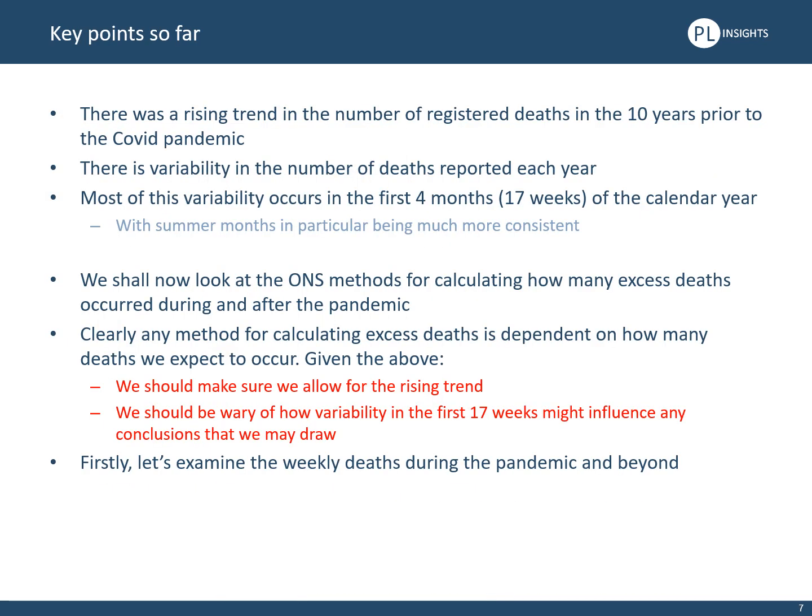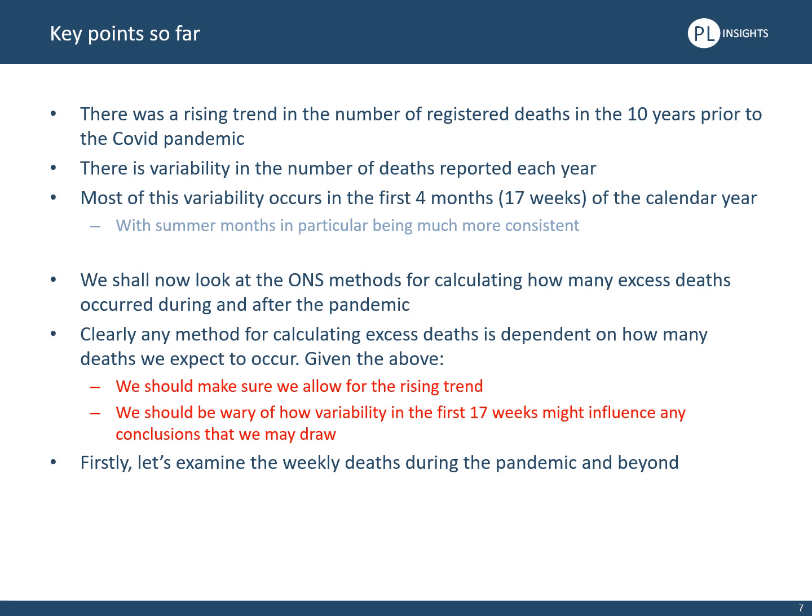Just before we carry on and look at what happened in the pandemic period, key points so far. First of all, that rising trend in the number of registered deaths in the 10 years prior to the COVID pandemic. Secondly, the variability in the number of deaths reported each year, and that variability is primarily driven by what happens in the first 17 weeks of the calendar year, with the summer months being a lot more predictable and consistent. So we're going to start looking soon at the ONS methods for calculating how many excess deaths occurred.